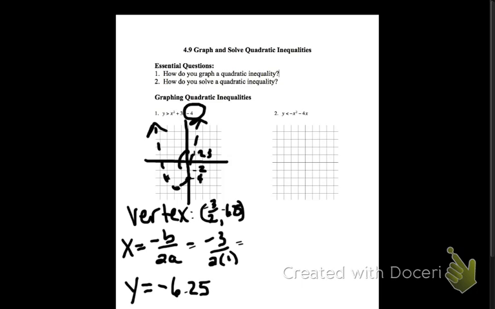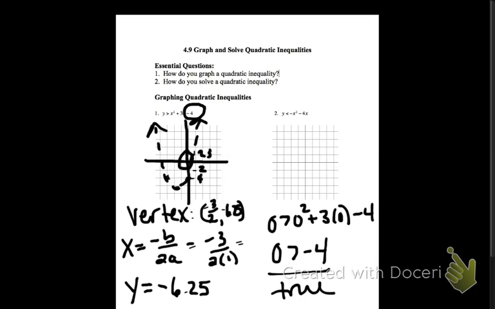I'm going to choose 0, 0, that's on the inside of my parabola, and I'm going to plug that in for x and y. That gives me 0 is greater than 0 squared plus 3 times 0 minus 4. It's actually 0 squared, which gives us 0 is greater than negative 4. That is a true statement, which means this is a solution, so everything on the inside of the parabola is a solution.